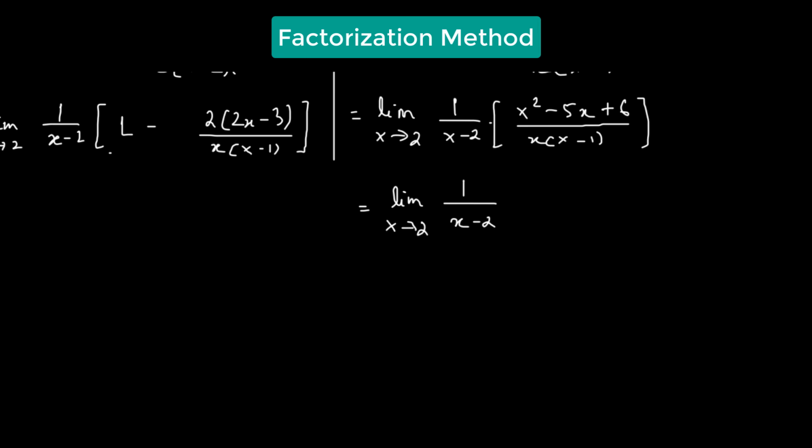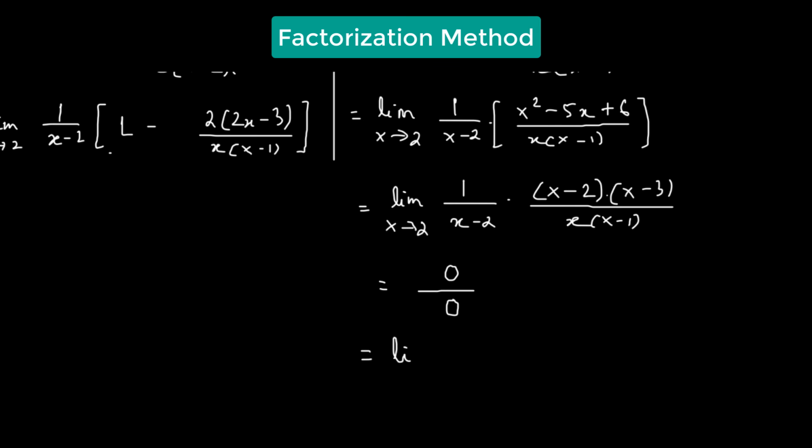Now we have a quadratic polynomial in the numerator, so we can again refactorize it by splitting the middle term. So that will give us x minus 2 times x minus 3 divided by x times x minus 1. Now when we substitute the value 2, we'll have 2 minus 2 in the numerator, so that will make it 0. So the entire numerator will become 0 divided by, we also have x minus 2 in the denominator, so that will become 0. So 0 multiplied by x times x minus 1 will give us 0. So we have 0 over 0, an indeterminate form.